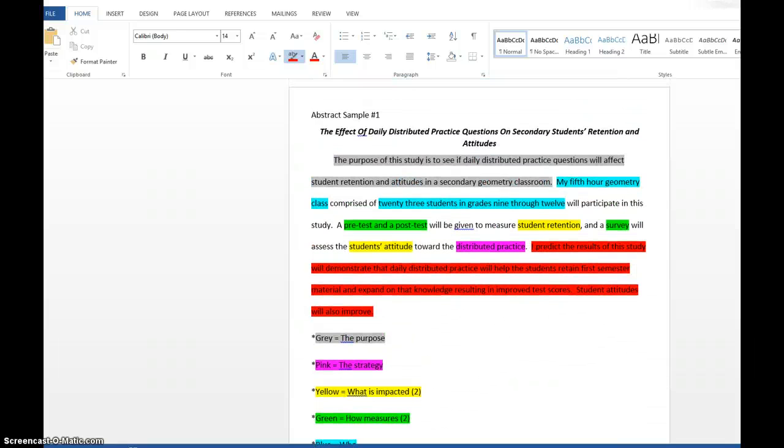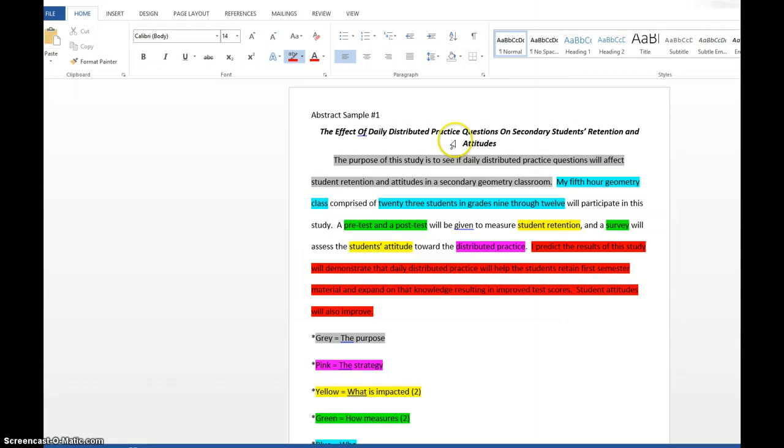I want to go back up here to number 1 because I want to talk about the title. The last thing you're going to do is make sure you have a great title for your abstract. And here's what makes a great title. A great title has the strategy, the two things affected, and the who.